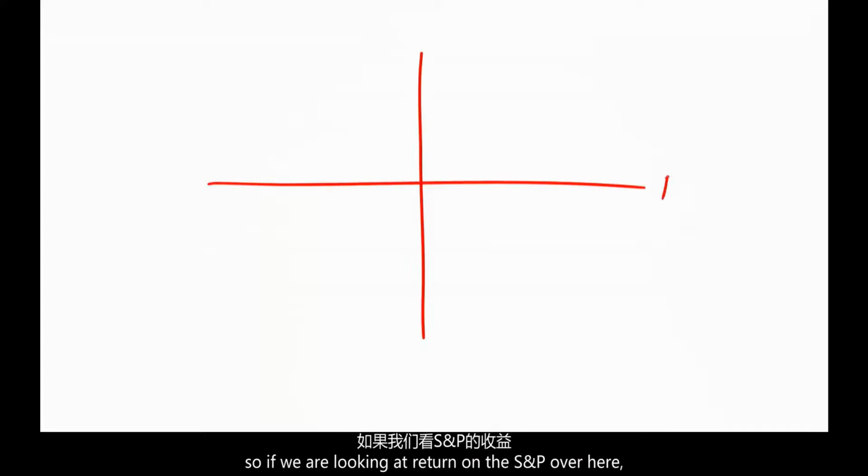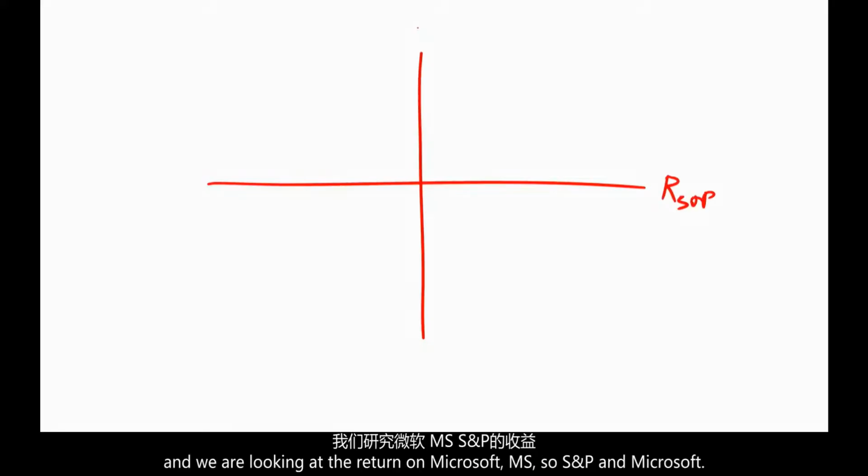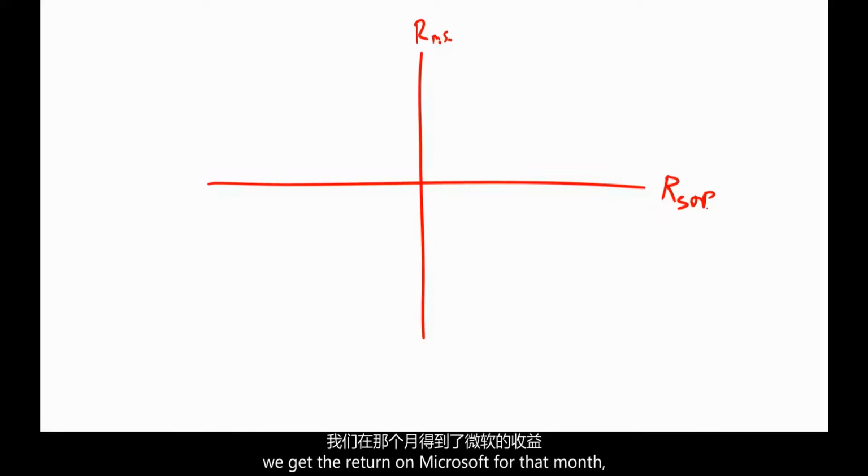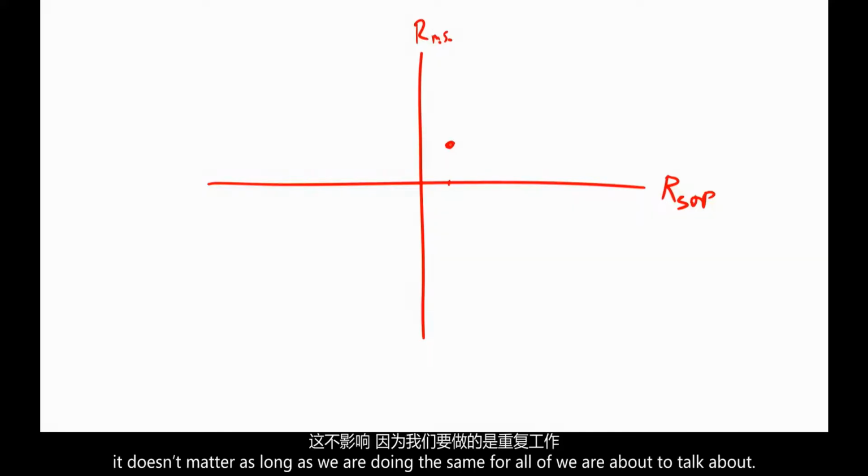So if we're looking at the return on the S&P over here, and we're looking at the return on Microsoft. If we go back 60 months, we get the return on Microsoft for that month and the return on the S&P. Well, the S&P had a 2% return and Microsoft had a 4% return, so we get a point right there. Everybody okay with that? So we get this paired observation 60 months ago. It's 1 month of data, and maybe we annualized it, maybe we didn't, it doesn't matter, as long as we do it the same for all of what we're about to talk about.